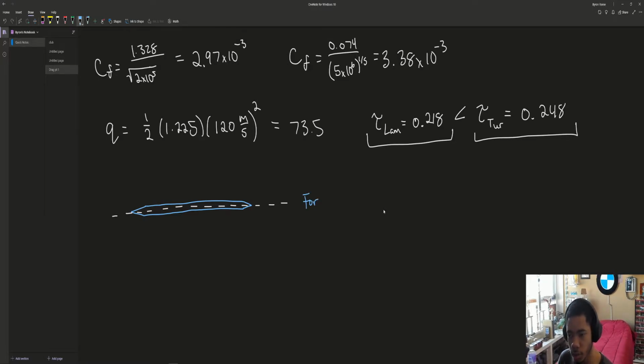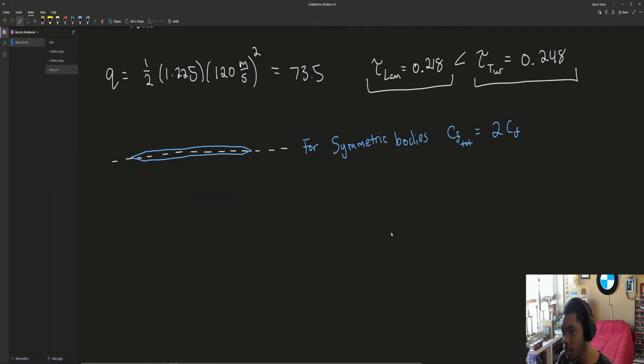So, for your symmetric bodies, your actual CF, or your actual shear, right? So we'll say CF total in the 2D plane is 2 times the CF that you found.